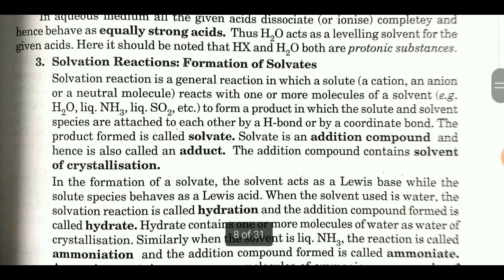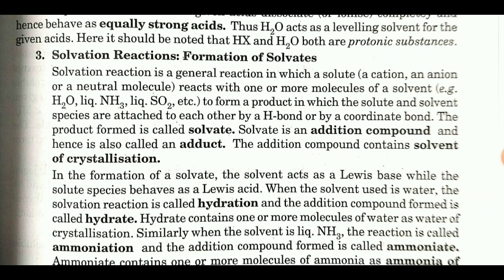Third, solvation reactions. Formation of solvates. Solvation reaction is a general reaction in which a solute, a cation, an anion or a neutral molecule, reacts with one or more molecules of a solvent, for example H2O, liquid NH3, liquid SO2, etc., to form a product in which the solute and solvent species are attached to each other by a hydrogen bond or by a coordinate bond. The product formed is called a solvate. A solvate is an addition compound and hence is called an adduct. The addition compound contains solvent of crystallization.